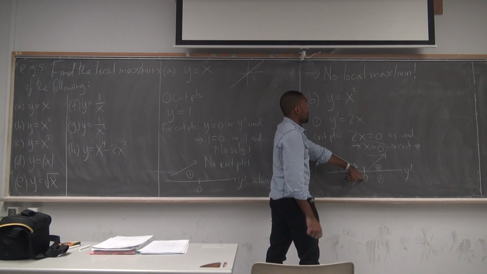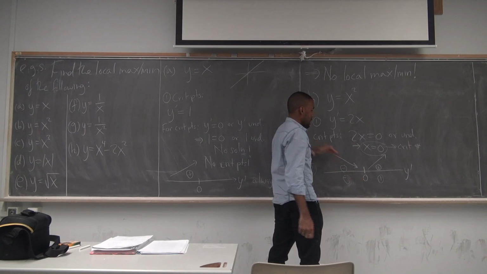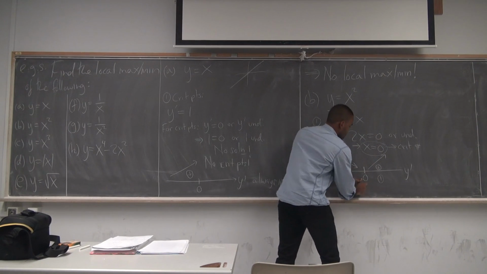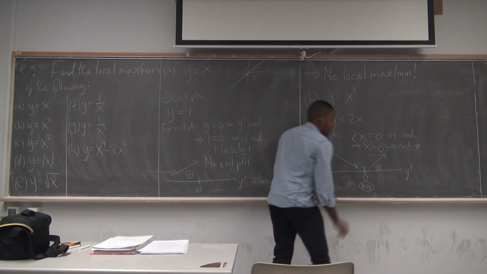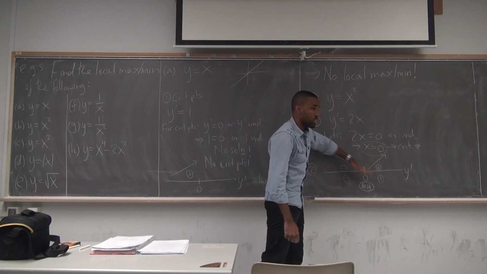Now 0, actually, the function is continuous at 0. It's a polynomial. Every point works, which means that point exists. I'm decreasing on the left, increasing on the right. Therefore, it's a minimum, right? That's what a minimum looks like. That 0 will be the lowest point in this region.